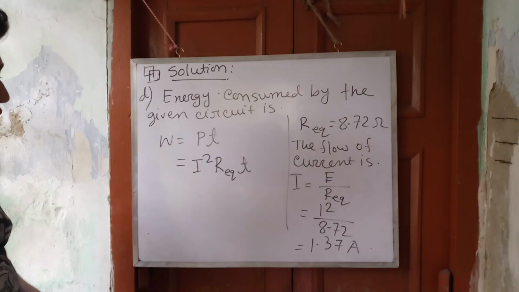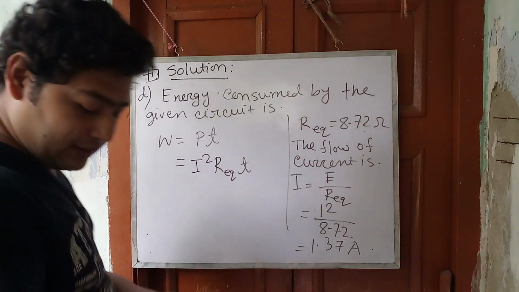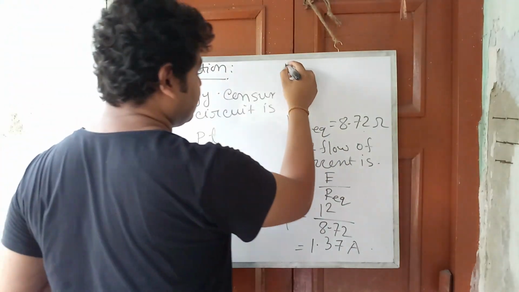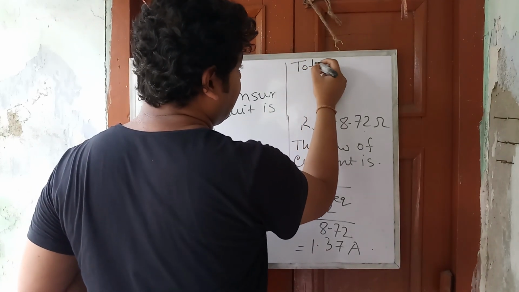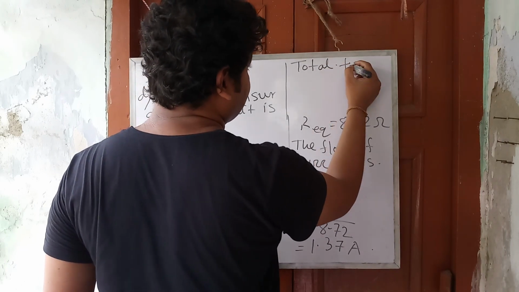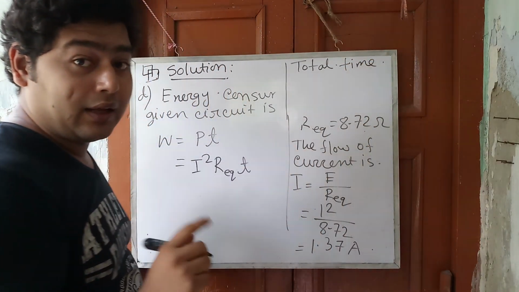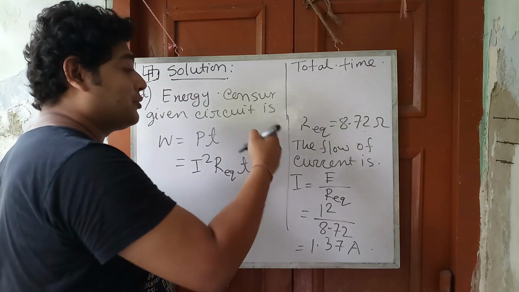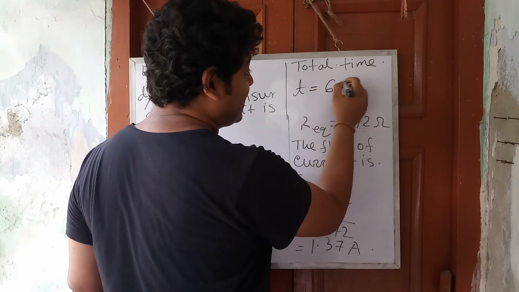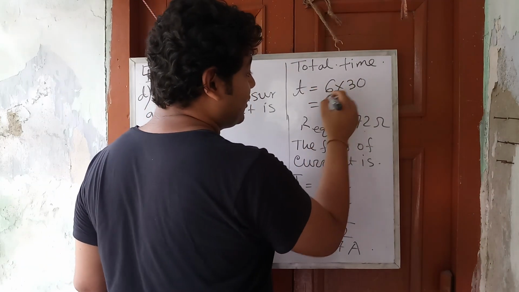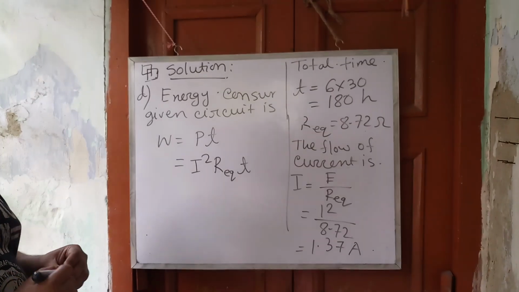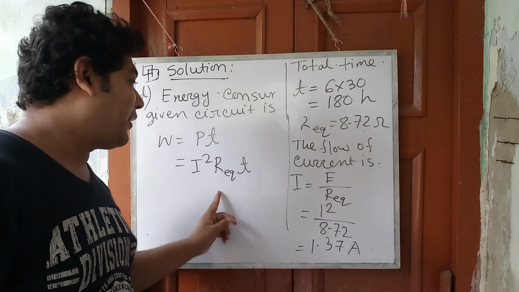Then we need to calculate the time. The total time for 1 month, and for every day we use this circuit for 6 hours, and for 30 days the time will be T equal to 6 into 30. So our total time is 180 hours. Okay, so we get all of our required terms.